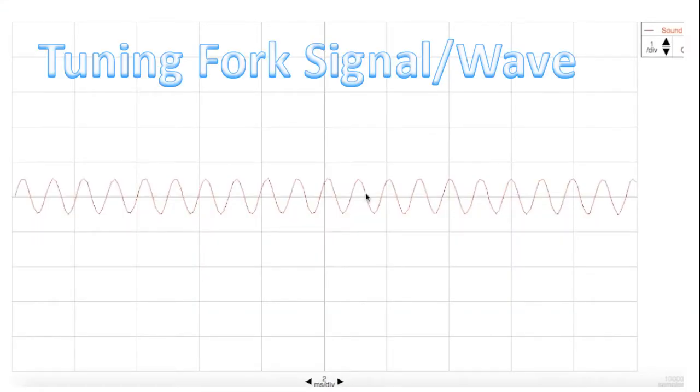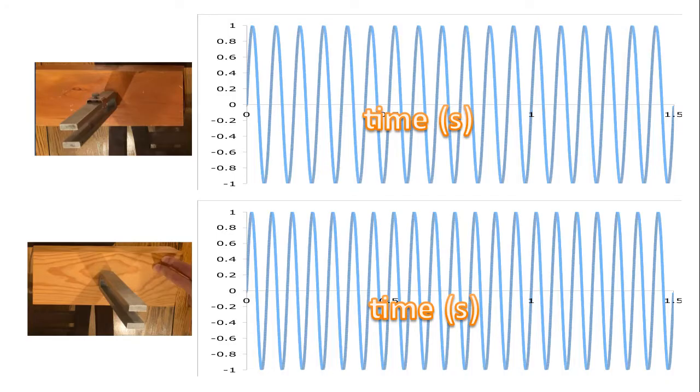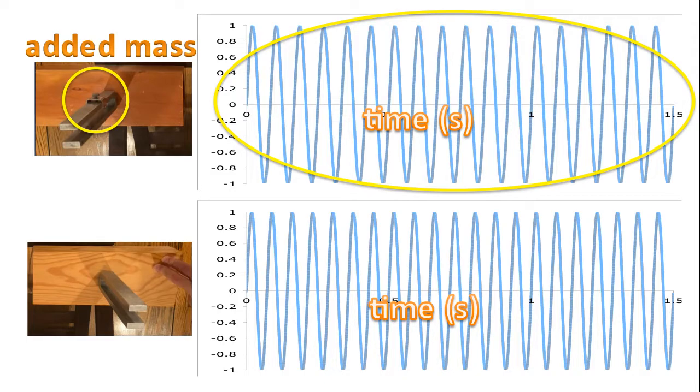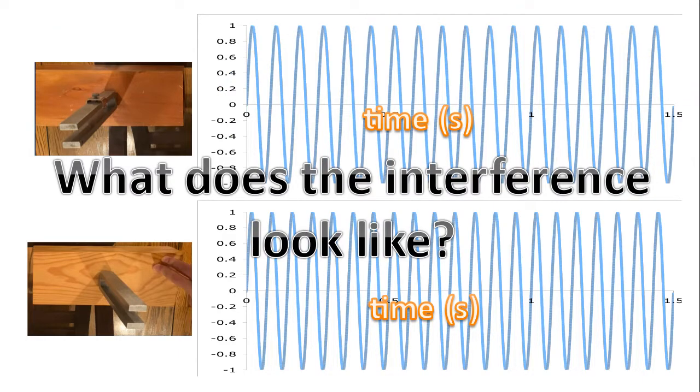So this was the signal a tuning fork produced, and the x-axis represents time. Here we have simulated data I have created for each tuning fork. There's two tuning forks, so there's two graphs. Notice that the above graph has fewer waves. That's because the above graph represents the signal for a tuning fork that has added mass, and as a result, it vibrates less. So the question is, when we have these two signals, these two waves, what does the resulting interference look like?